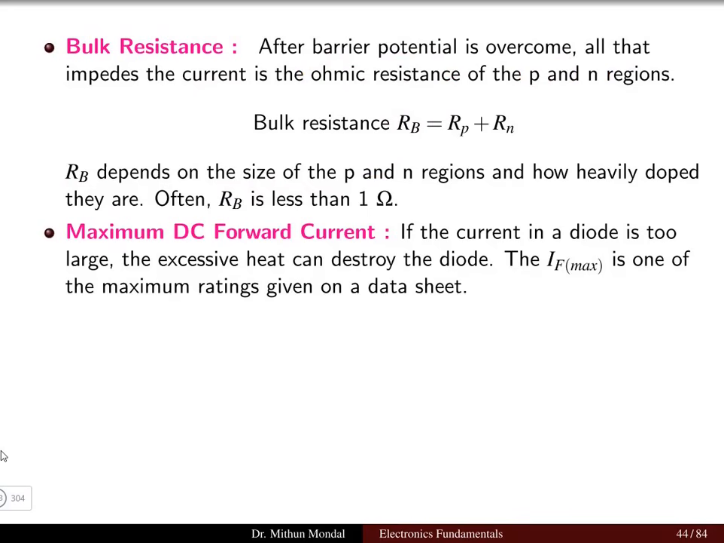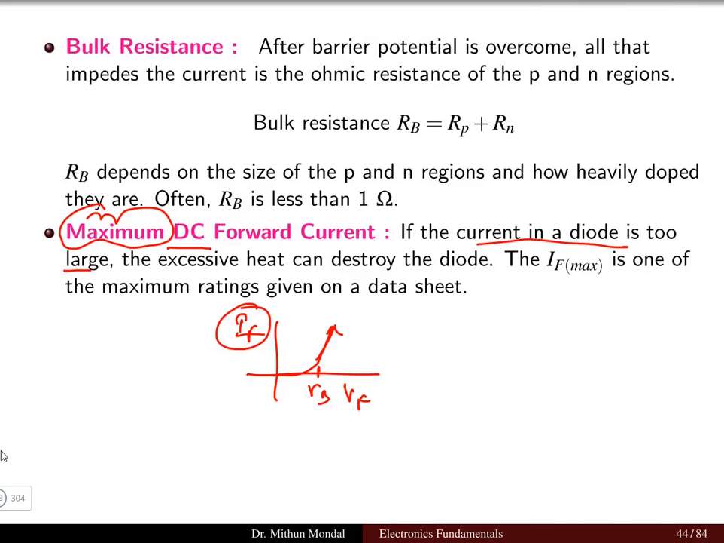What is the maximum DC forward current? Now we saw that when the forward voltage increases beyond the barrier potential, the diode is conducting and current is increasing rapidly. So the diode should have a maximum level of this forward current. If the current in the diode is too large, what will happen? The excessive heat can destroy the diode. So the maximum forward current rating should be given in the data sheet, which has to be obeyed so that the diode does not burn out.